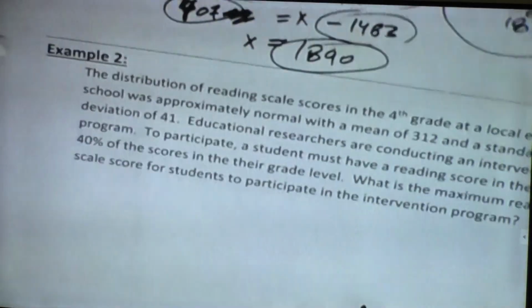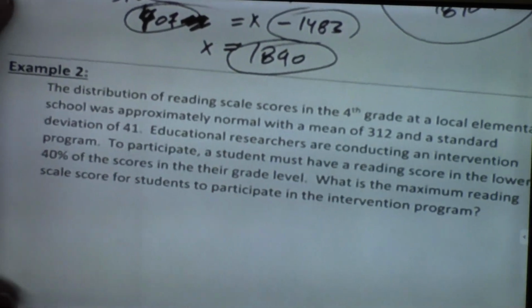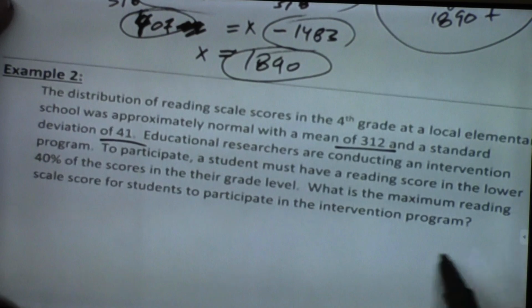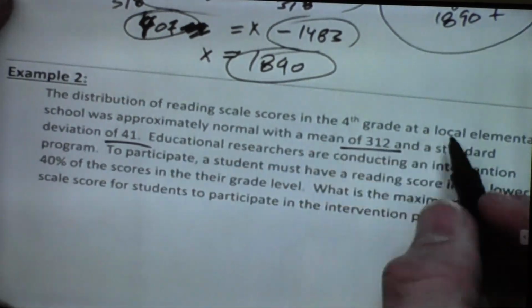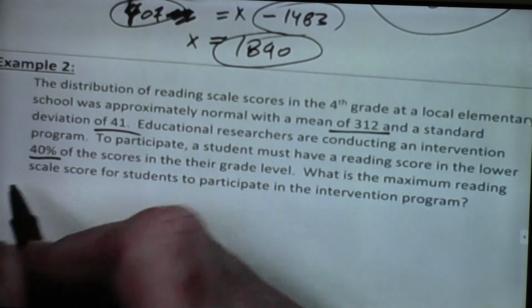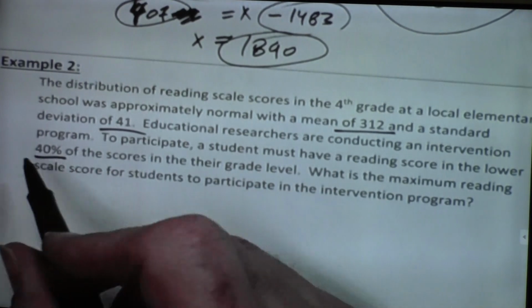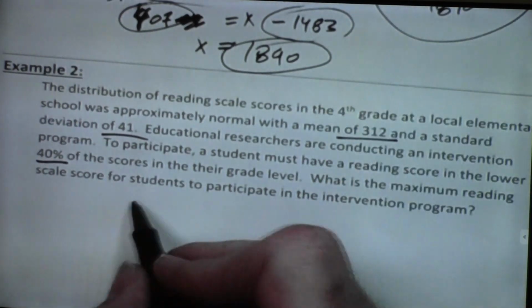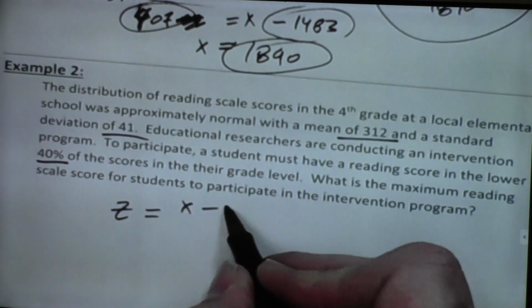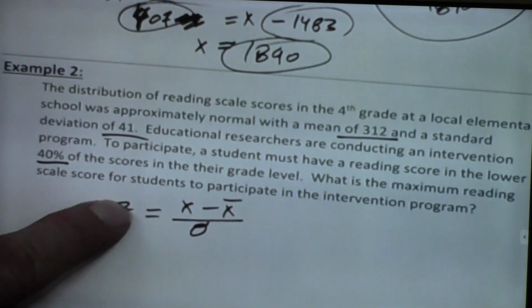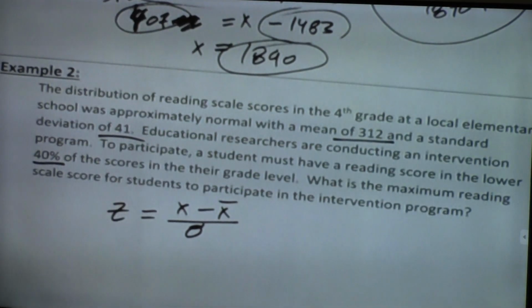The problem underneath it does the exact same thing. So I recommend to try this one and do the same thing, because look at it, it's going to give you a mean and a standard deviation. But in this idea of reading scale scores in 4th grade, the students have to have a score in the lower 40%. So you can use that 0.400, use the chart to find the z-score, and use that z is equal to, and these two are given to you, find the z-score, and then you solve for the x, just like this problem we just did.